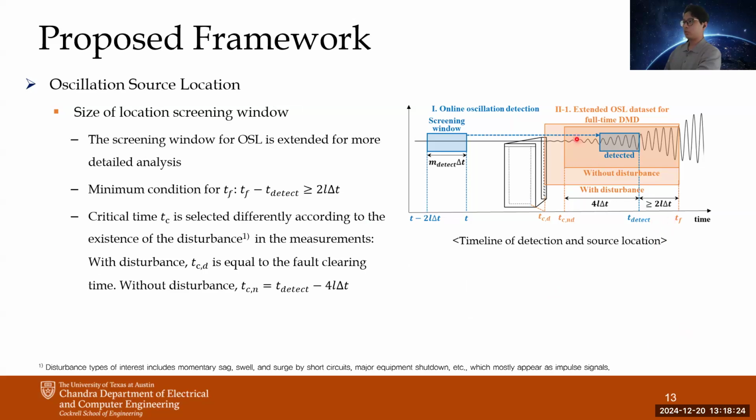So then we move on to the oscillation source location stage. For the source location stage, we extended the size of the screening window for more detailed analysis of the oscillation. We set TC as the start time of the screening window and TF as the final time of the screening window. We selected this TC differently according to whether the disturbance exists in the measurement. And we selected TF so that the size of this source location screening window can be about three times the detection screening window.